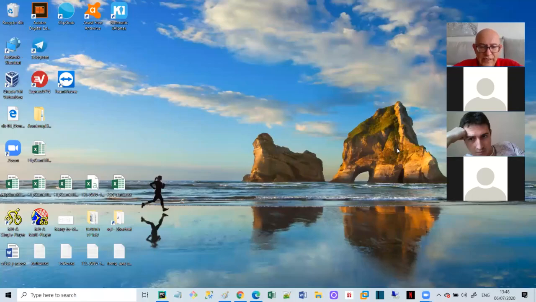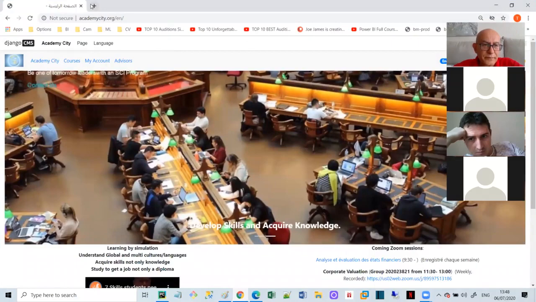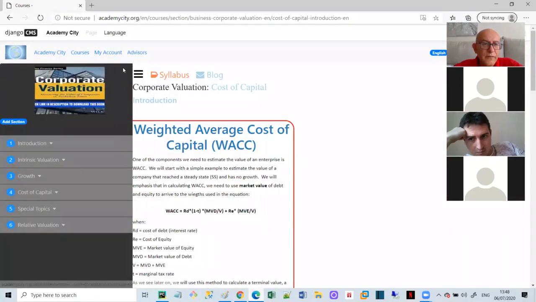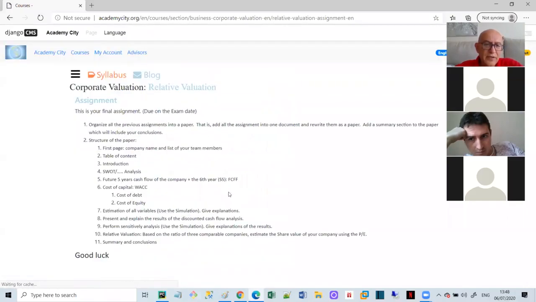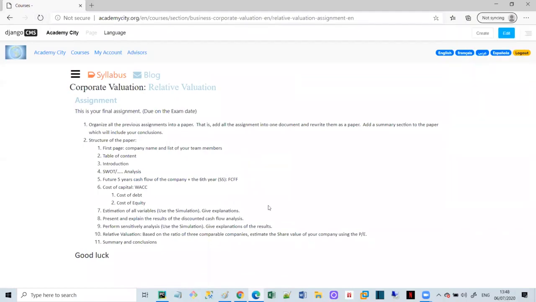So let's start with the assignment. Let me go over it. The assignment is when you go to the courses, corporate, business corporate valuation, you get to this one. And right after the last section, we have the assignment. So this is basically the assignment. Does anyone have any specific question before I dive in?